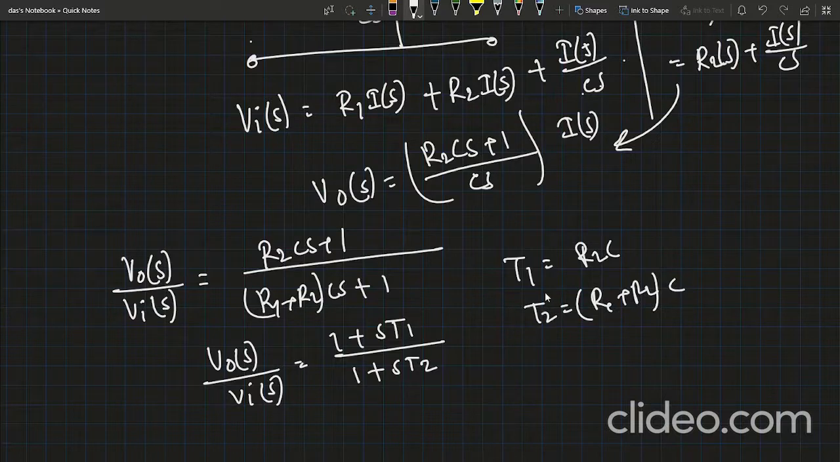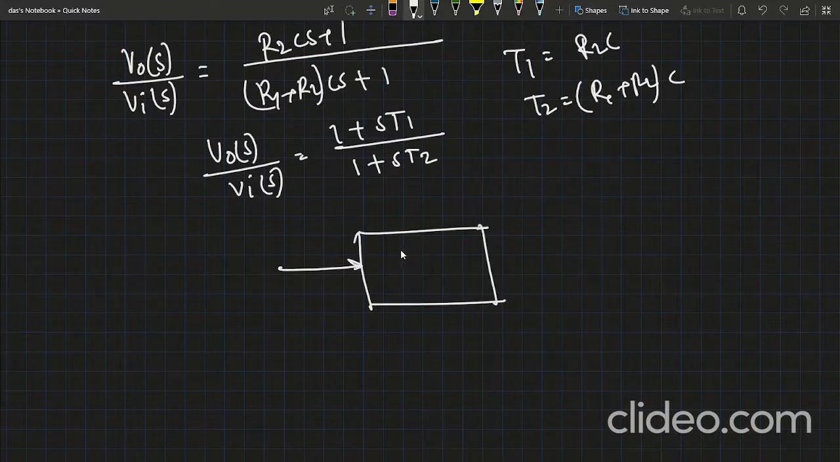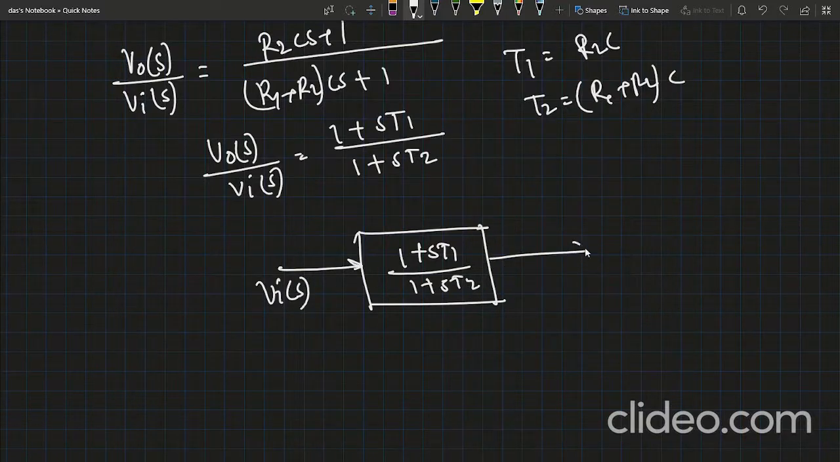Now this is represented in block diagram form. So what is a block diagram? The block diagram looks like (1 plus sT1) over (1 plus sT2), with the Laplace transform of the input response on one side and the Laplace transform of the output response on the other. This is known as a phase lag network. The corresponding Laplace transform and block diagram representation are shown in this figure.